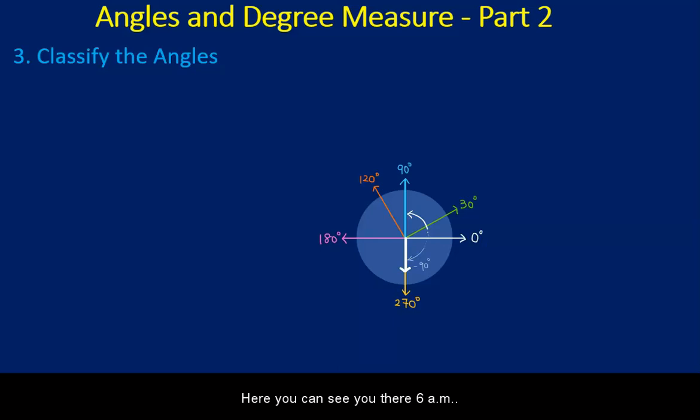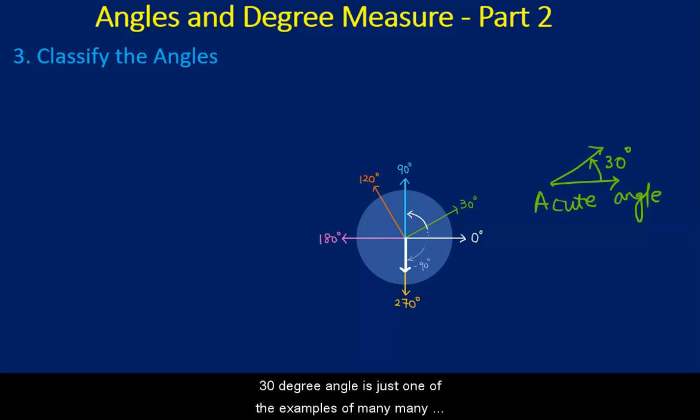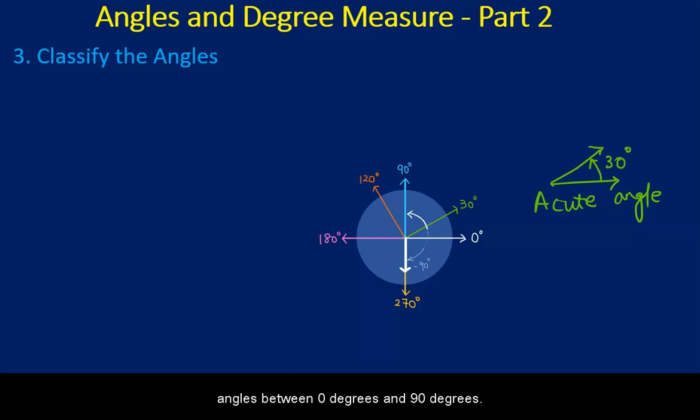Let's take a look at our last topic, classify the angles. Here you can see there are 6 angles. We're going to classify each and every one of them. Let's start by classifying the first angle, 30 degrees angle. Because the degree measure is between 0 degrees and 90 degrees, we call this angle an acute angle. 30-degree angle is just one of the examples of many, many angles between 0 degrees and 90 degrees.